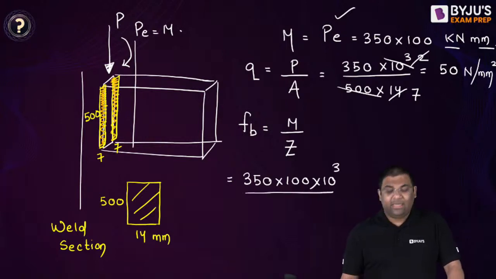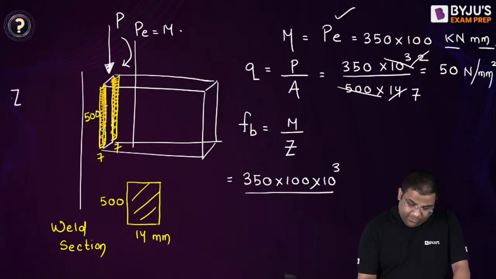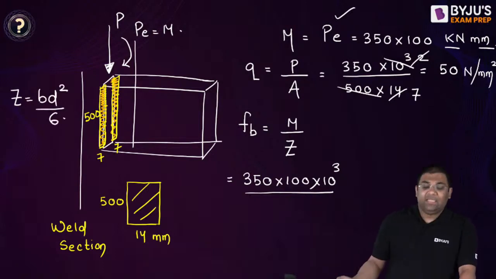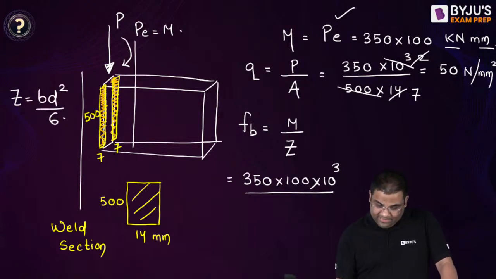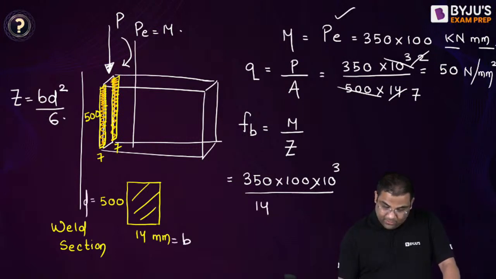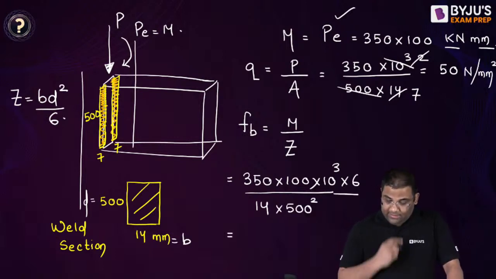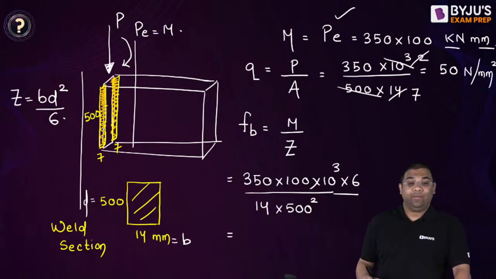Now Z. Z is what? Section modulus. For a rectangular section, what is the Z? BD square by 6, na? So B is how much? 14, you can see this is B and this is the D. So B D square upon 6. So what is the stress you are getting? This bending stress, tell me. How much bending stress are you getting?